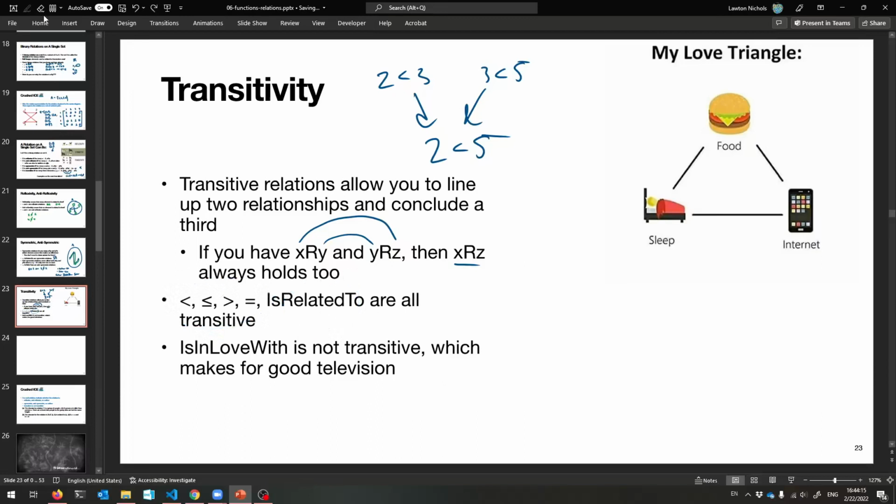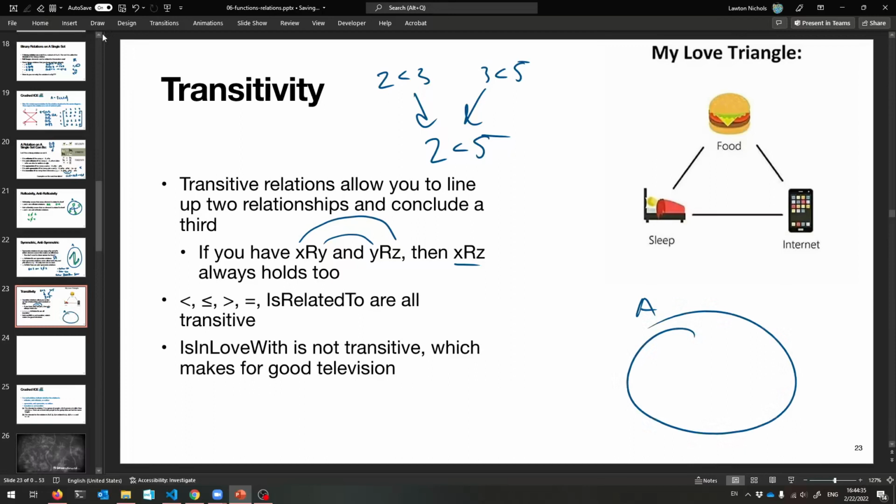Okay? Same with is related to. Like, I'm related to my sister who's related to my cousin. That means I am related to my cousin. Yes, I can conclude that immediately. Sadly, is in love with is not a transitive relation all the time, right? So that's quite nice. So yeah, this is what transitivity means.